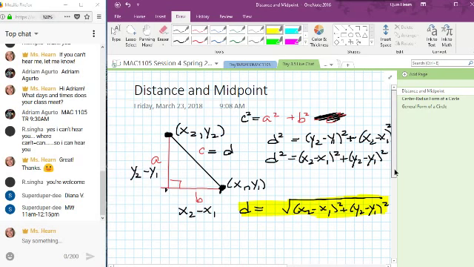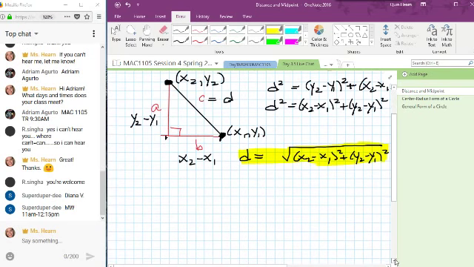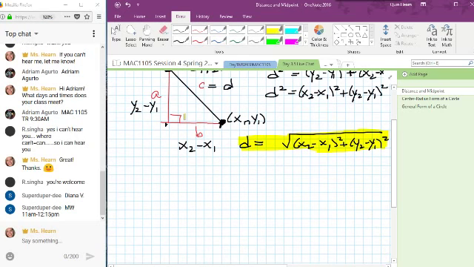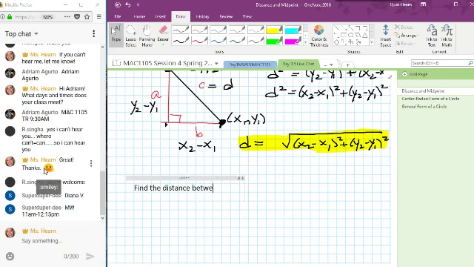So all you need to do, I'm not going to expect you to develop the formula like we just did, but I do need you to be able to remember the formula and apply it. So, for example, I might ask you to find the distance between the point 4, -1, and -6, 3.